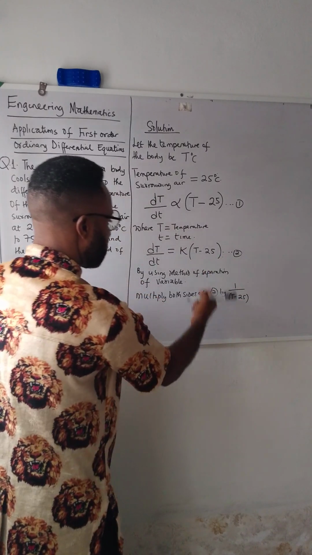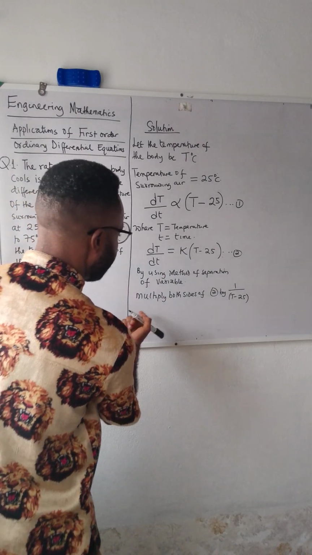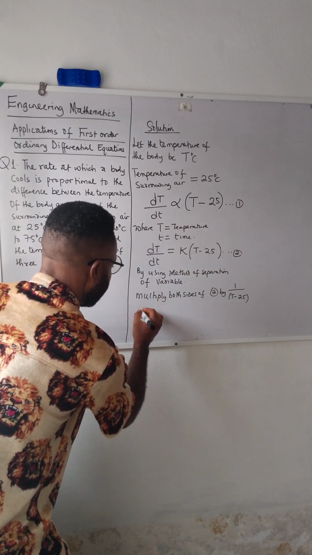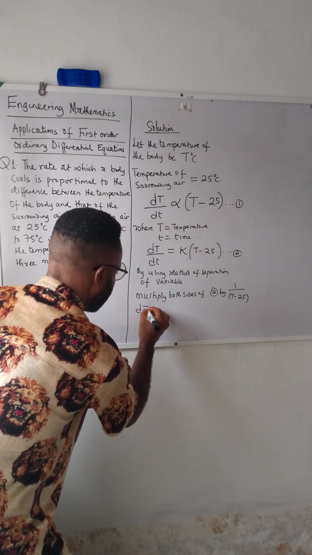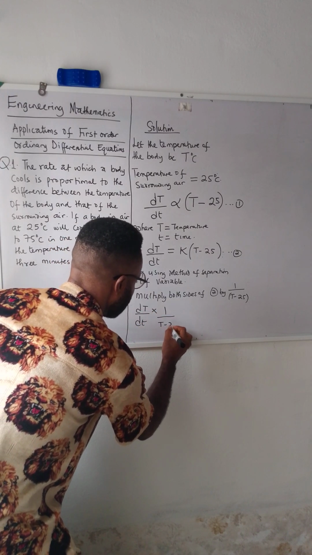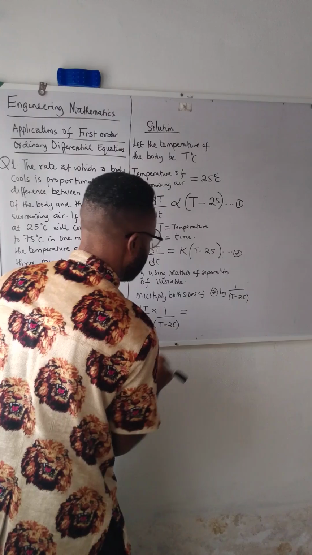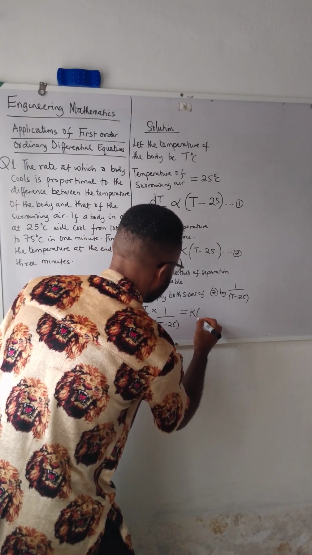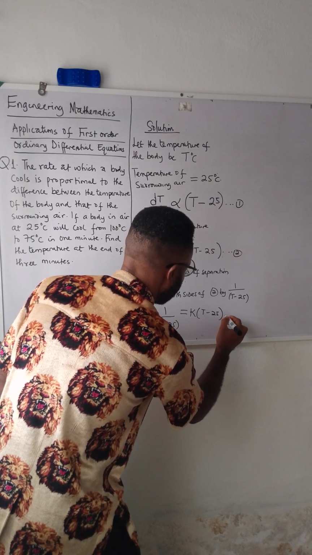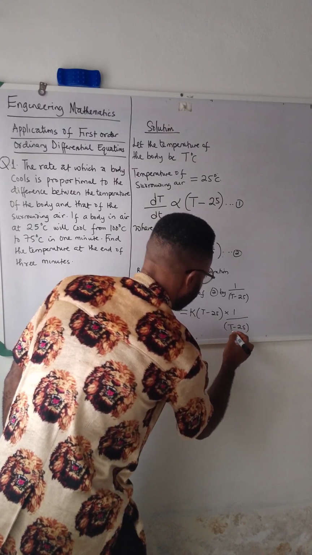So this is equation 2. We are going to multiply both sides by 1 over t minus 25. If we implement this mathematical statement, for the left hand side we are going to have dT over dt times 1 over t minus 25, equal to, and then on the right hand side of the equation, we are going to have k times (T minus 25) times 1 over T minus 25.